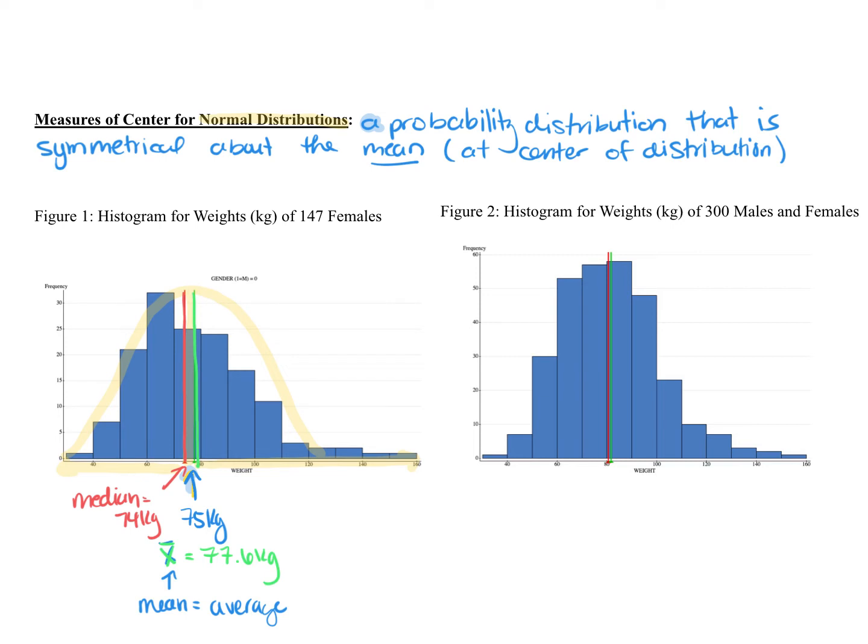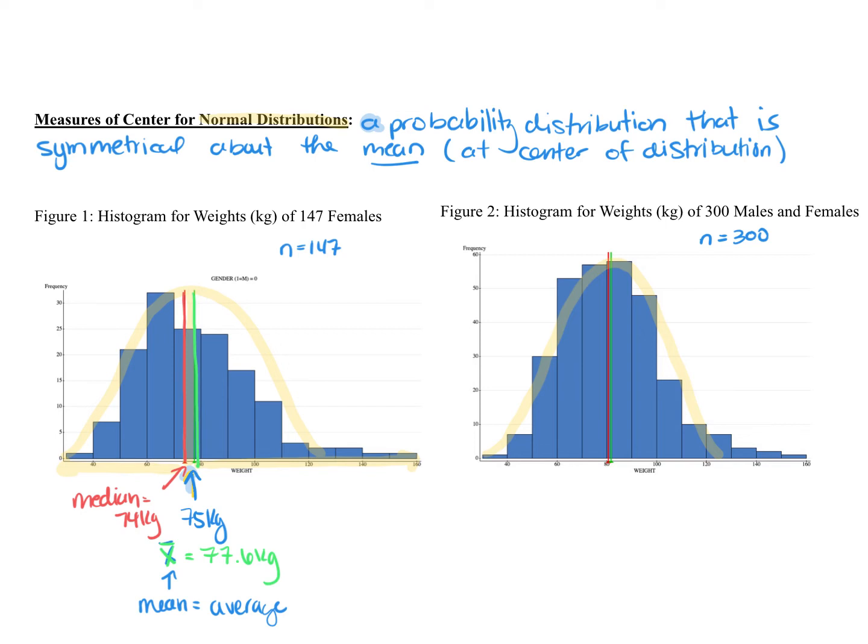Now on the right-hand side here, I've got a histogram also looking at weights, but now we've combined both male and female weights. And I want you to notice also that our sample size increased from 147 to now 300. So it turns out that as your sample gets larger and larger, the distribution of your data is going to appear more bell-shaped. So if I were to compare the histogram on the right with the histogram on the left, I hope that you can see that on the right, that distribution fits that bell curve a little bit better than the histogram on the left.